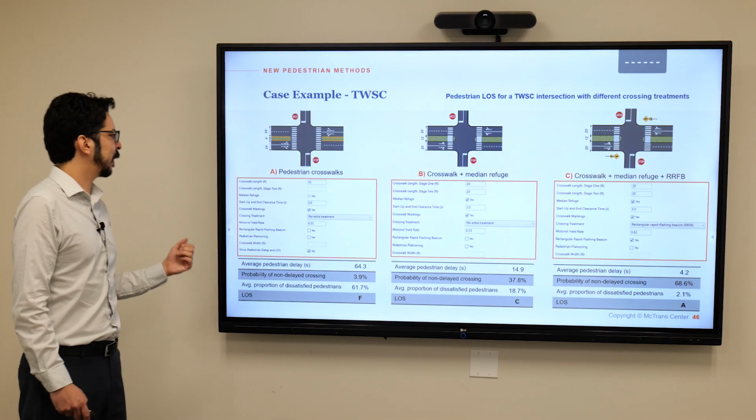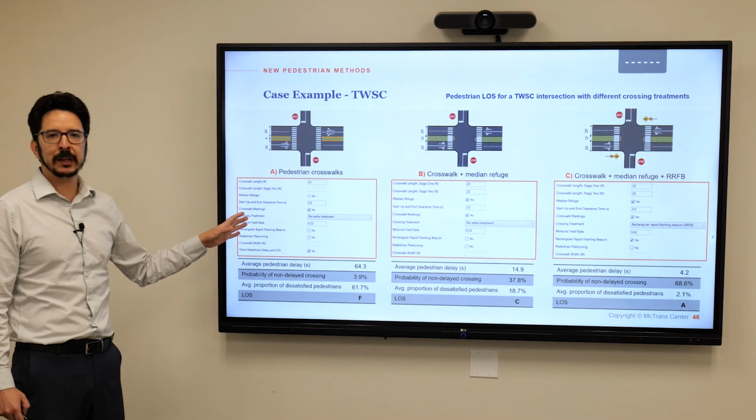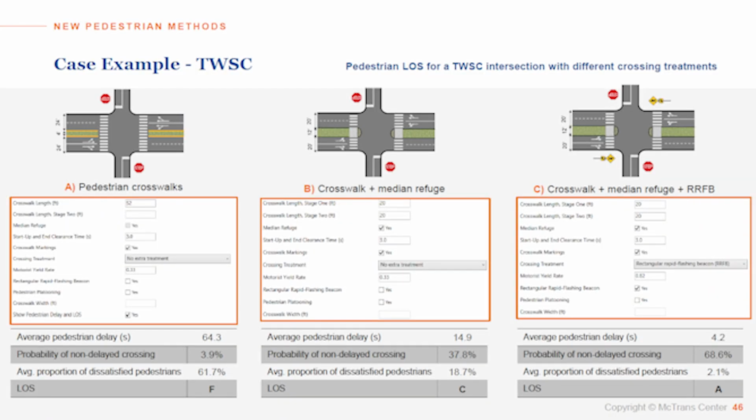So option A, what we do when we analyze this in the software, we're going to check the presence of crosswalks, and this will change the yield rate from 24% to 33%. That reduces my delay to 64 seconds, and the percent of dissatisfied pedestrians now goes to 61%. It's still a level of service F, but it's an improvement compared to base conditions.